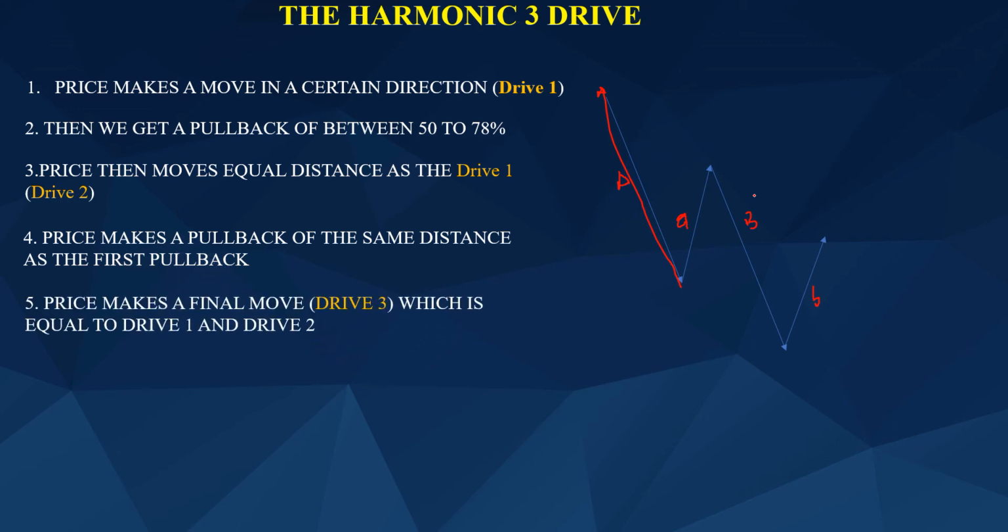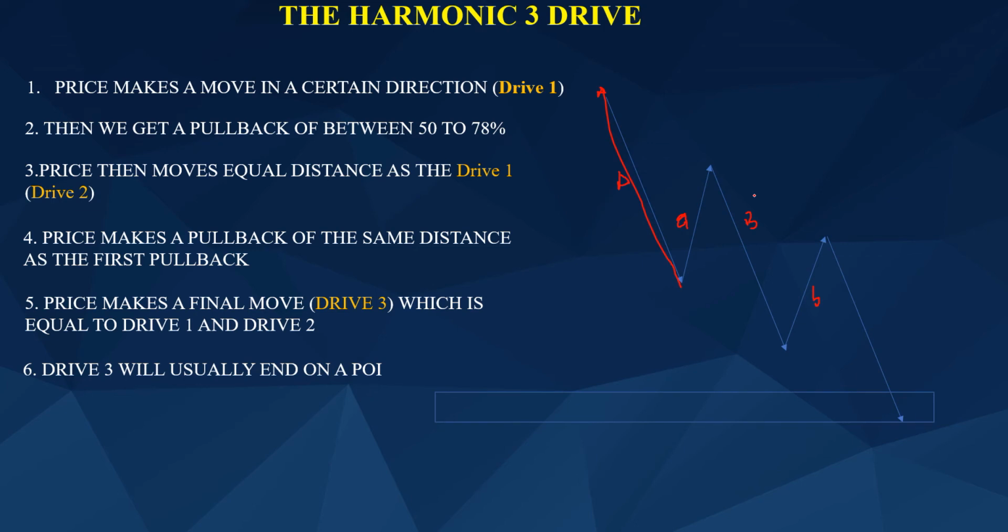Then again, we have price making a final move called drive 3, which is closely equal to drive 1 and drive 2. So we have a third move. This is the 3 drive pattern. In a 3 drive pattern, we have 3 equal moves to the downside or to the upside, and then 2 equal retracements. Drive 3 will usually end on a point of interest.